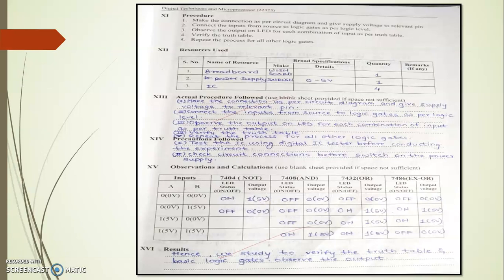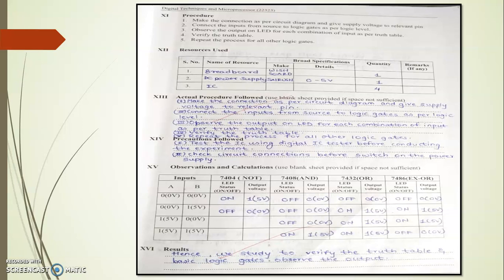First is the procedure. Make the connection as per the logic circuit diagram, and give supply voltage to the relevant pin. Second, connect the input from the source to the logic gate as per logic level. Third, observe the output on the LED for each combination of input as per the truth table. Verify the truth table. Repeat the process for all other logic gates.